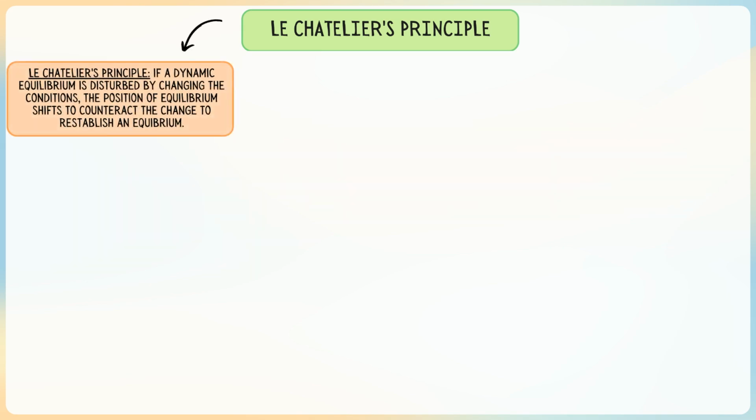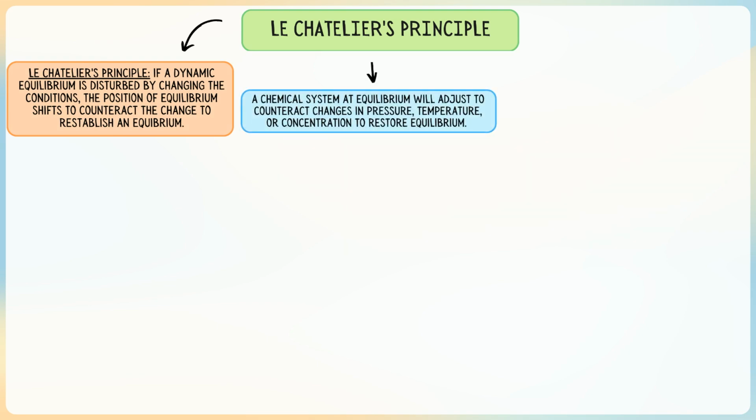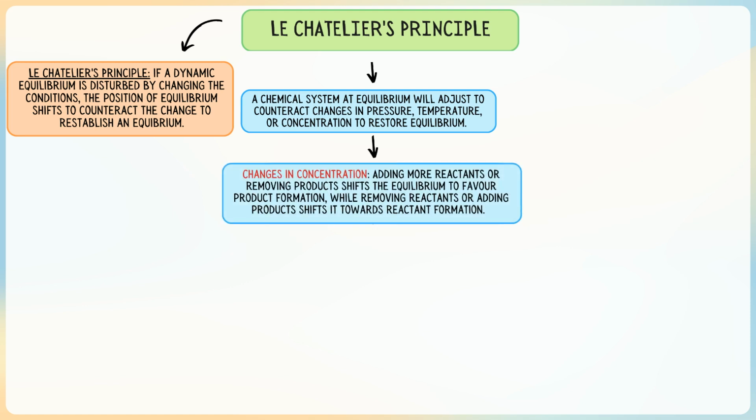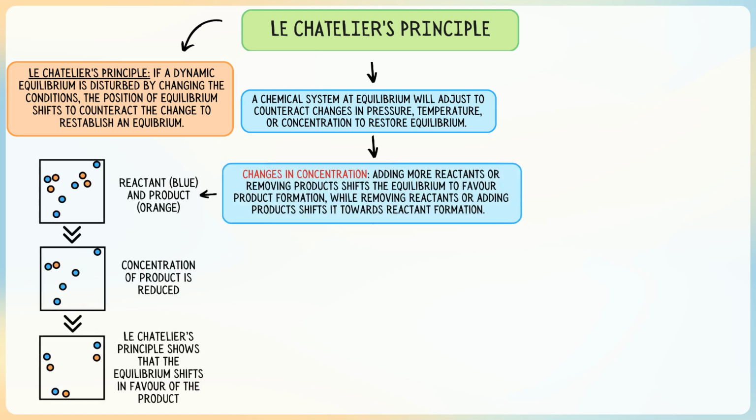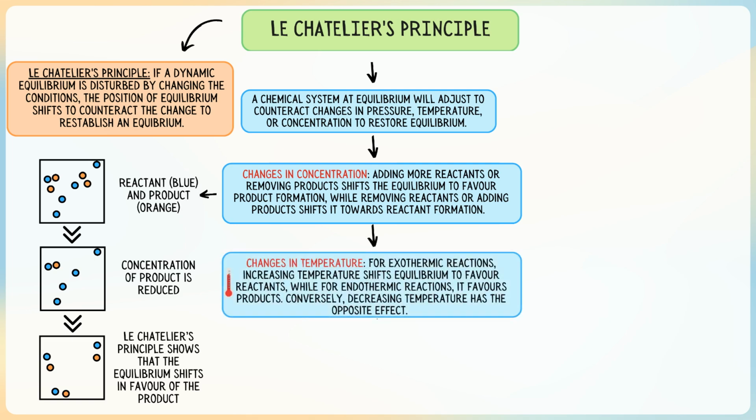In today's lesson, we delved into Le Chatelier's principle and its application to chemical equilibrium. We learned that a chemical system at equilibrium will adjust to counteract changes in concentration, temperature, or pressure to restore equilibrium. First, we discussed how changes in concentration affect equilibrium. Adding more reactants or removing products shifts the equilibrium to favor product formation, while removing reactants or adding products shifts it towards reactant formation.